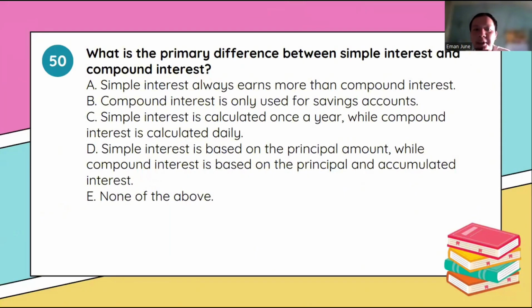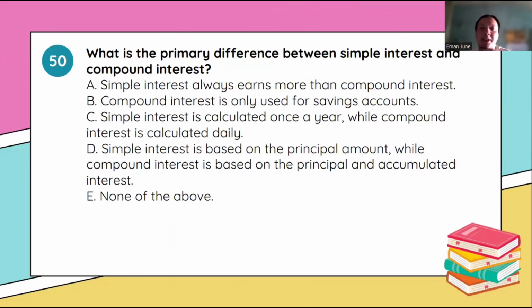What is the primary difference between simple interest and compound interest? Letter A, simple interest always earns more than compound interest. Letter B, compound interest is only used for savings accounts. Letter C, simple interest is calculated once a year while compound interest is calculated daily. Letter D, simple interest is based on the principal amount while compound interest is based on the principal and accumulated interest. Or letter E, none of the above.